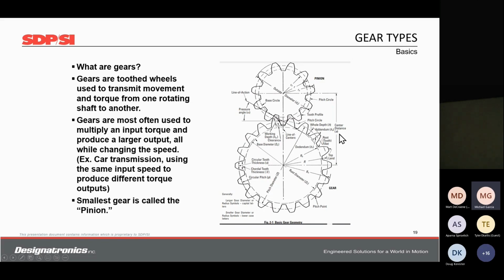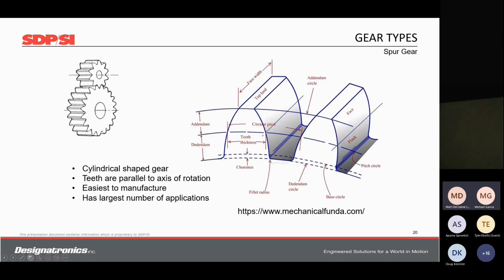Again, if you see the diagram here, the center distance and the pitch diameter, working with those two things will result in good function or bad function of your mechanism. Next slide.